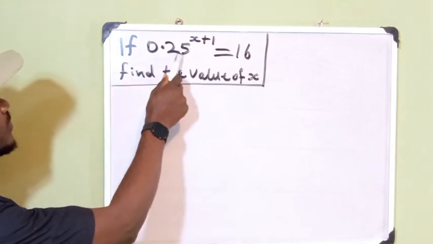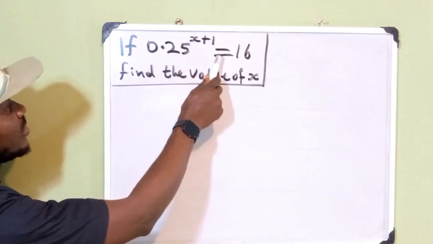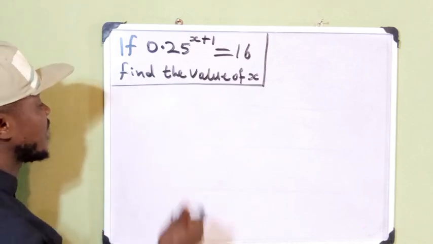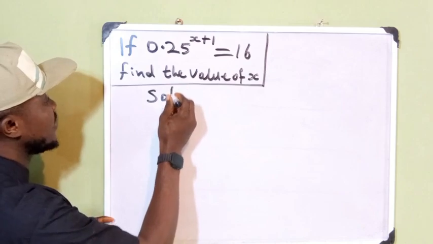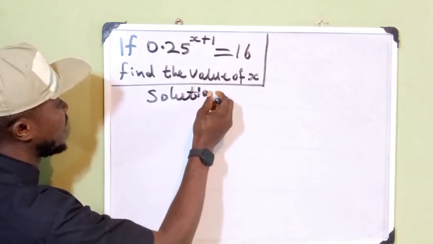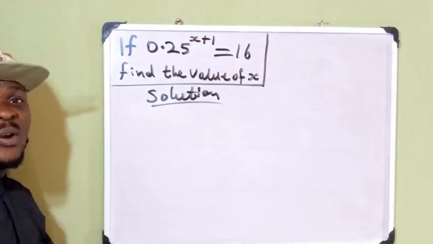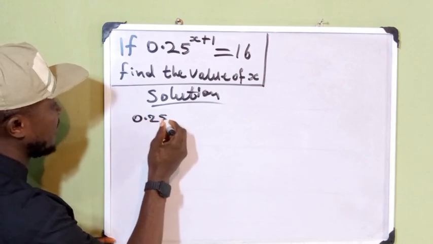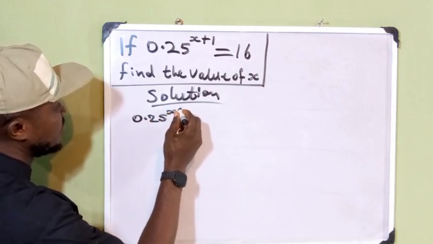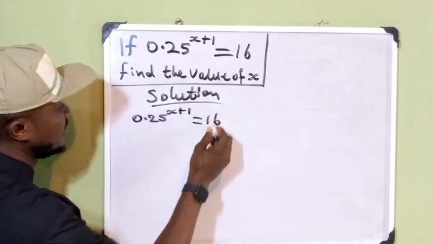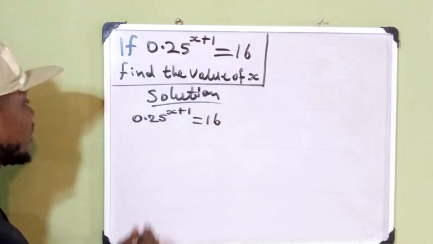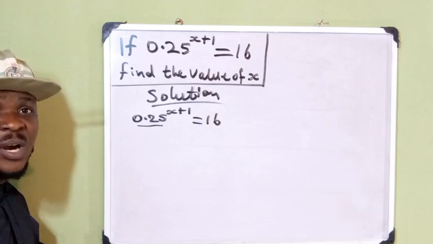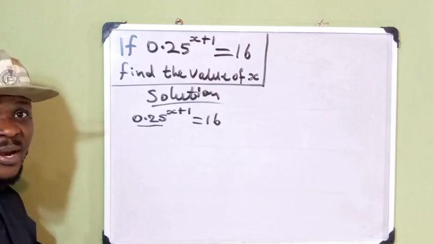If 0.25 raised to the power x plus 1 is equal to 16, find the value of x. This is just a question that you can easily solve if you know the principles behind it. Whenever you have a question like this, the first thing you will do is to convert this decimal number to a fraction. If you are unable to do that, you will not get the answer.